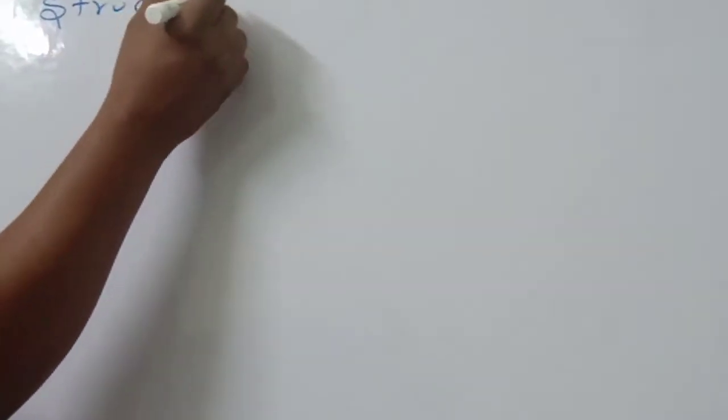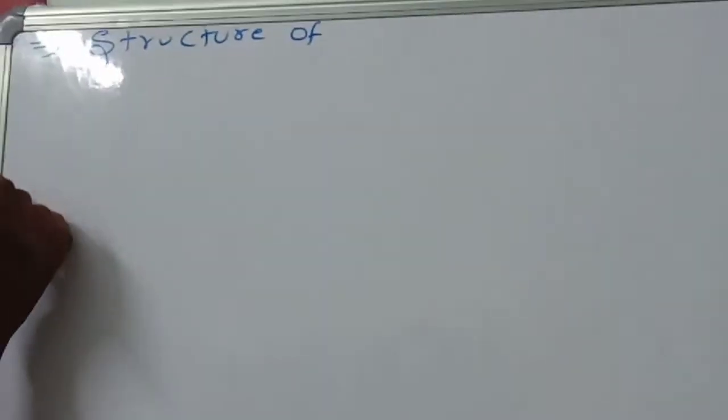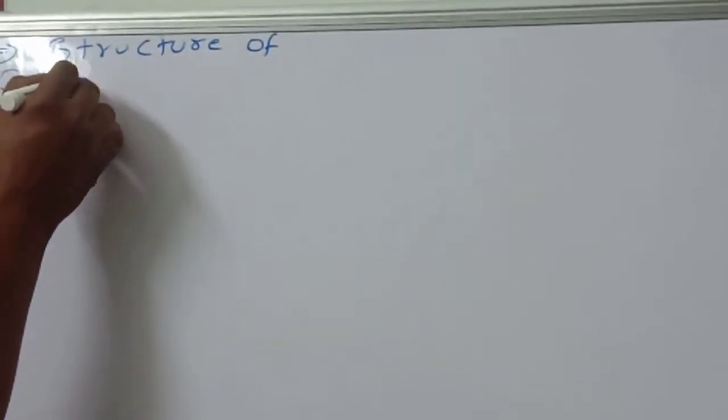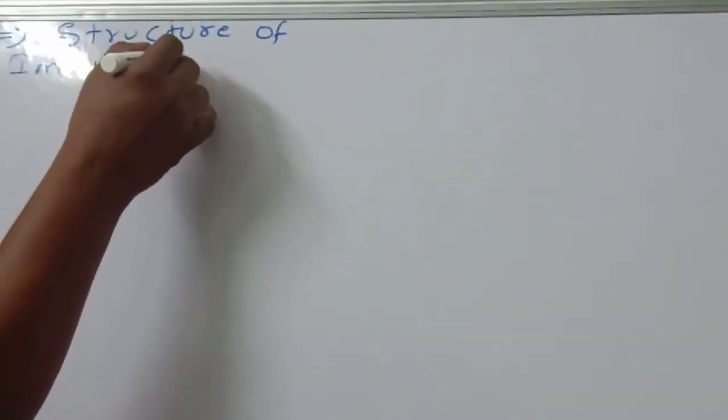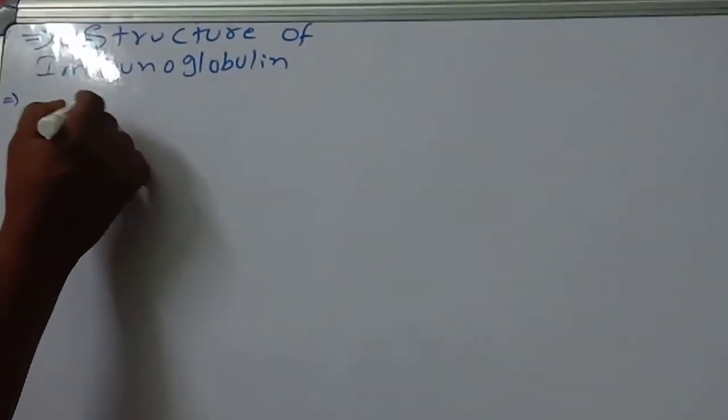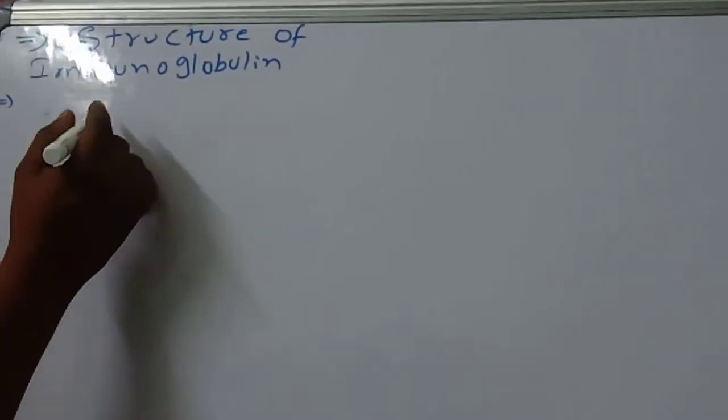Good morning, children. Today we are going to discuss structure. Structure of which one? Immunoglobulin. Okay, children, so observe very carefully. There is must and should. We should listen very carefully.